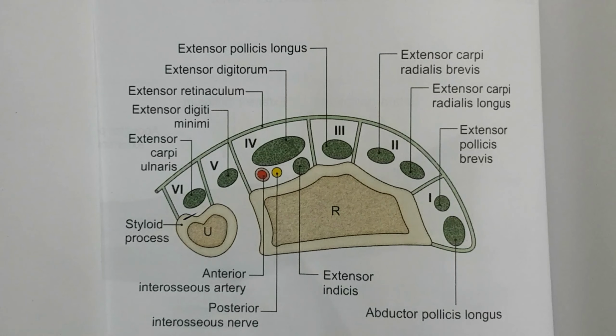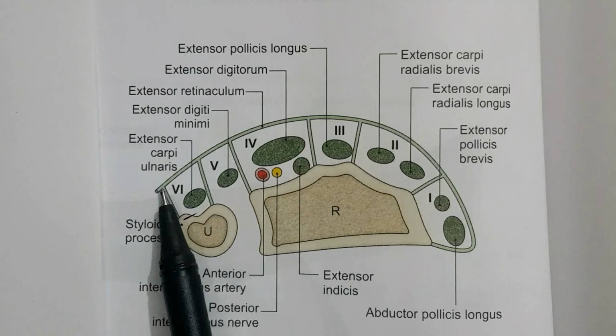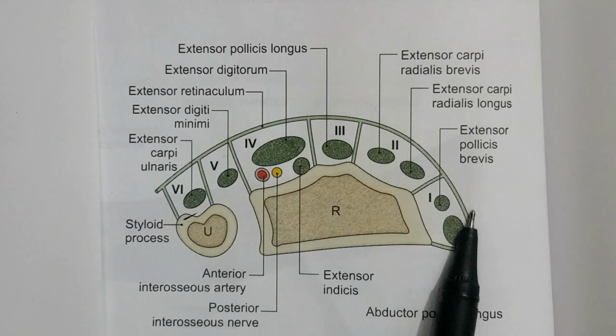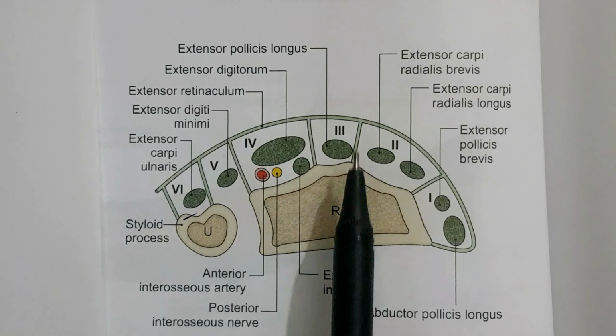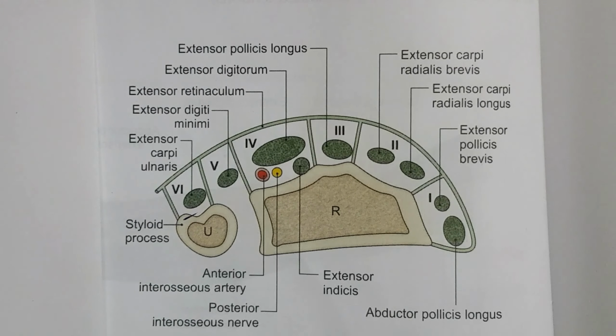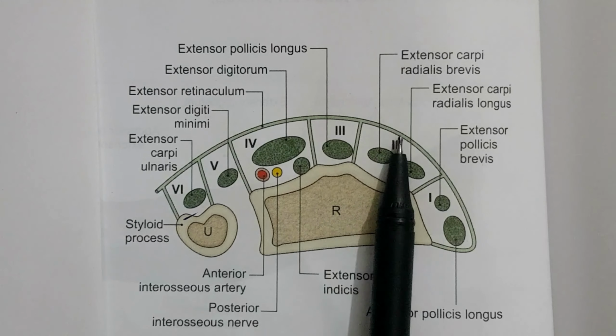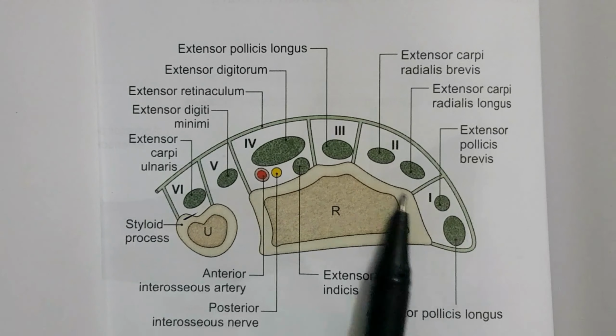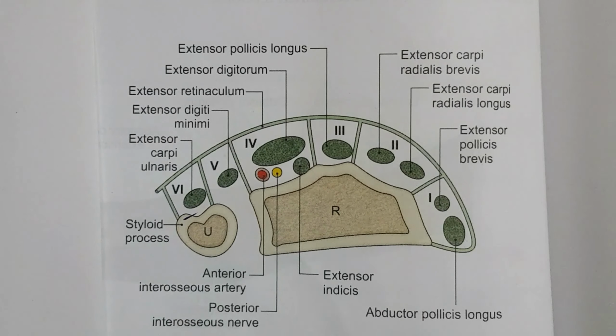Now let us take a look at the osseofacial compartments formed by the extensor retinaculum. This right here is the extensor retinaculum, which sends down various septae which form 6 different compartments known as the osseofacial compartments, that is in between a bone and a fascia. As you can see, there are 6 different compartments having 6 different contents. Now let us try to learn the contents of all the 6 osseofacial compartments.